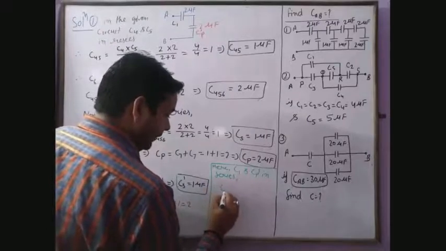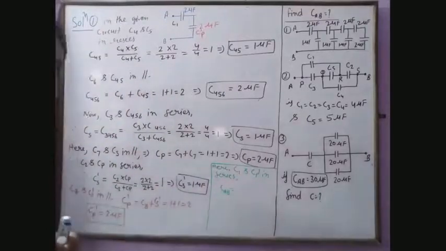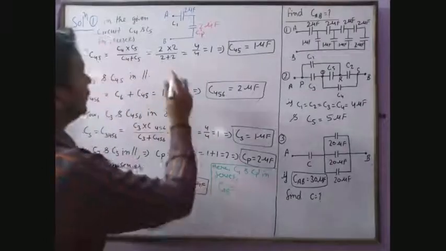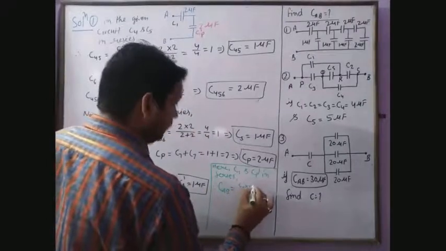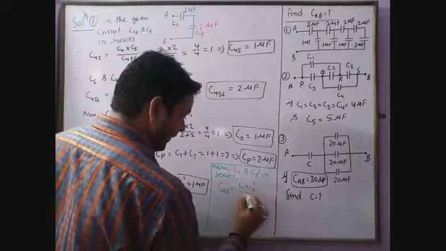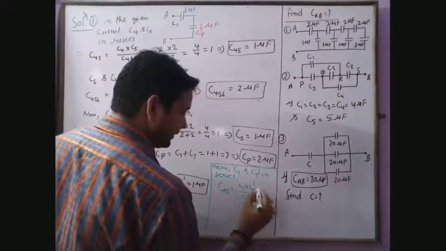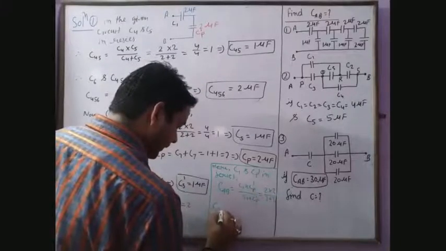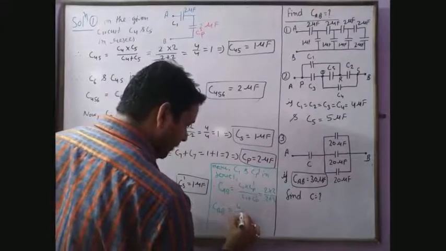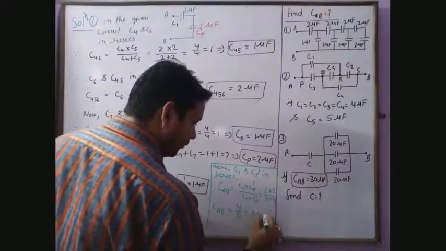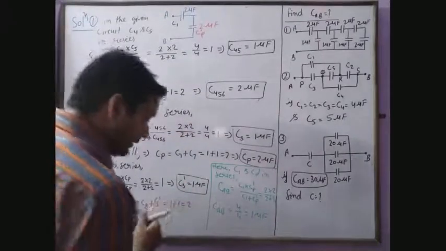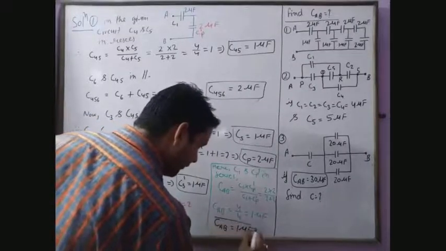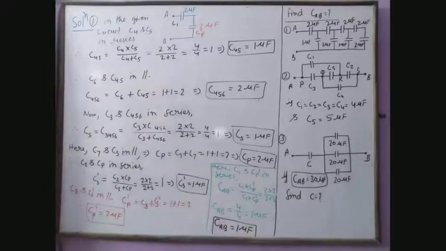Therefore CAB, which is the equivalent capacitor, CAB is equal to C1 into Cp dash upon C1 plus Cp dash, which is 2 into 2 upon 2 plus 2. This you will calculate here. CAB is equal to 4 by 4, which is 1 microfarad. That is, CAB is equal to 1 microfarad. This is your final result for this question.